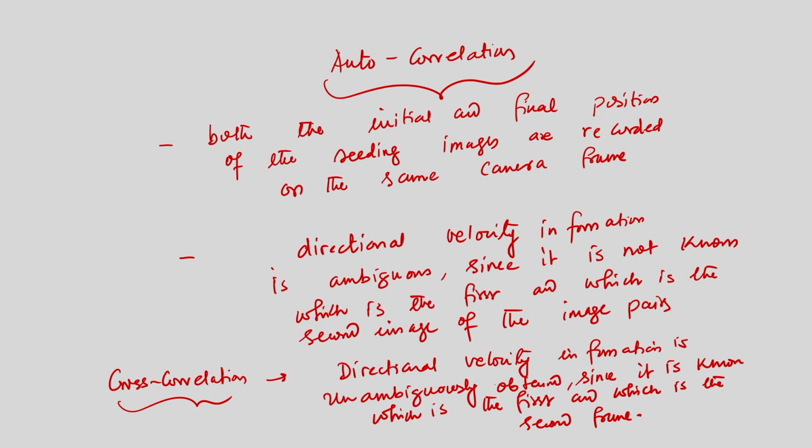That means, when you are seeding particles in the flow field, the seeding density is important. If we consider low density seeding, in that case the cross correlation algorithm will provide more robust velocity information as compared to the autocorrelation algorithm. That is very important to understand. So, now we will discuss what we have understood from this analysis, that is the PIV.